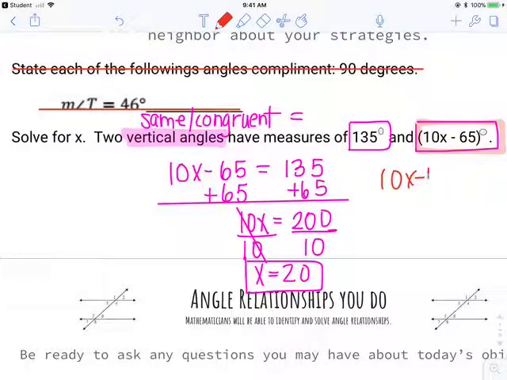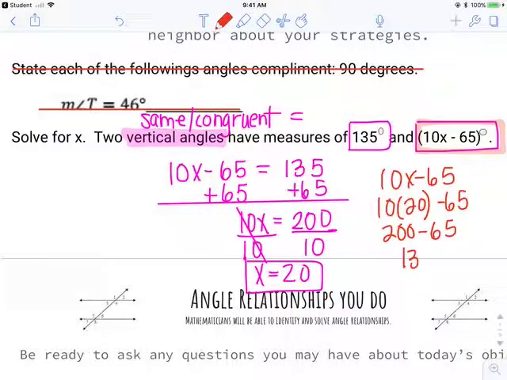So again, same process as I did with complementary and supplementary. It's just I'm setting it equal to solve the algebra. So 10 times 20 minus 65, so I get 200 minus 65, and my angle measure is 135 degrees.